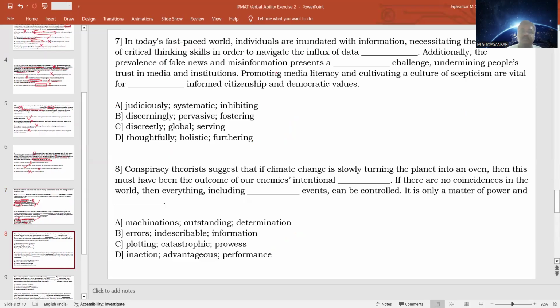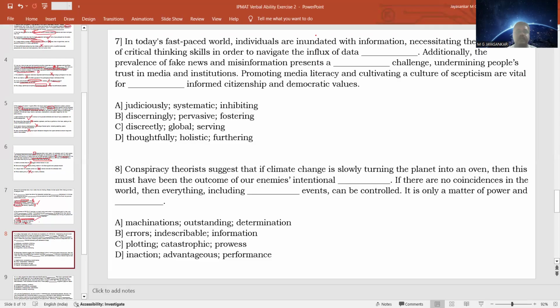In today's fast-paced world, individuals are inundated, means flooded, with information, necessitating the cultivation of critical thinking skills in order to navigate the influx of data. So we have a lot of information on our hands, but when there is a lot of information, you need to be judicious or discretionary. Means you need to separate the good from the bad, or separate the truth from the falsehood. That is what is stated here.